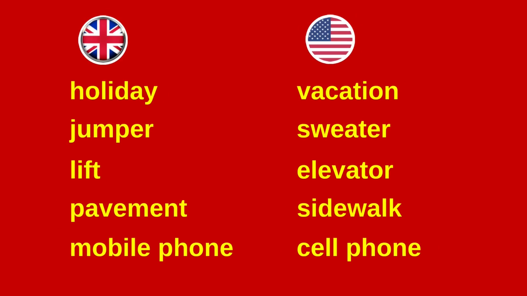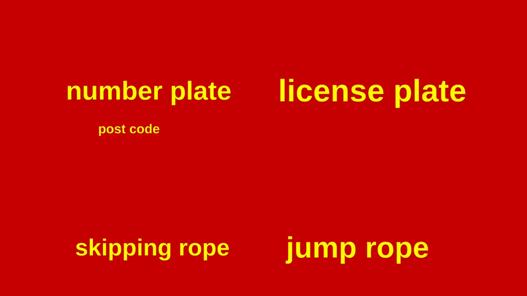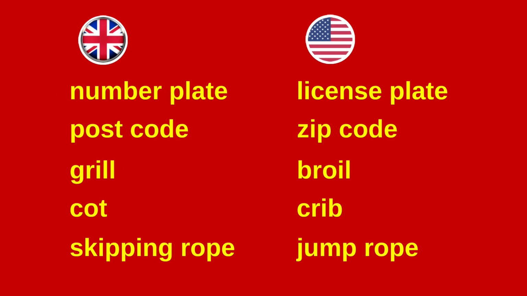Holiday becomes a vacation. Jumper is a sweater. Actually, if you say that with the American pronunciation, it could be sweater. Lift, elevator. Pavement, sidewalk. Mobile phone is a cell phone. Number plate of a vehicle is called license plate in American English. Postcode, zip code. Grill is a broil. Cot for a baby is a crib in American English. Skipping rope, jump rope.